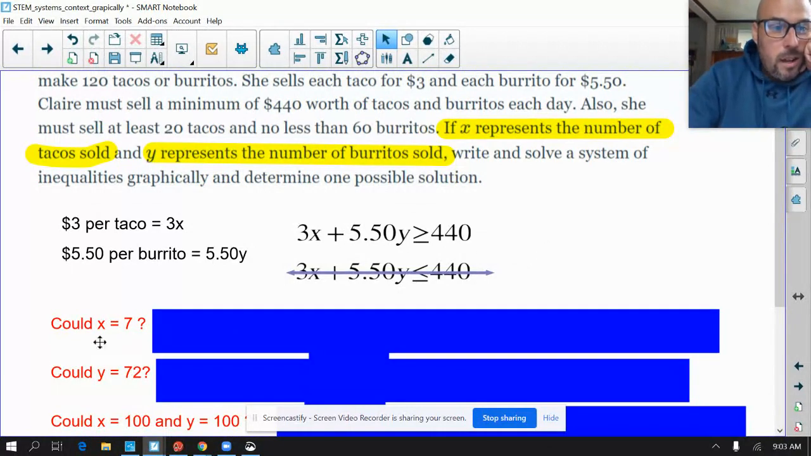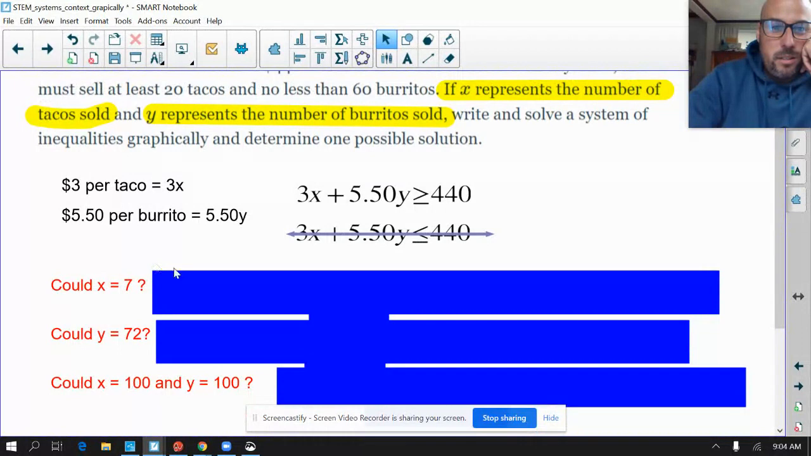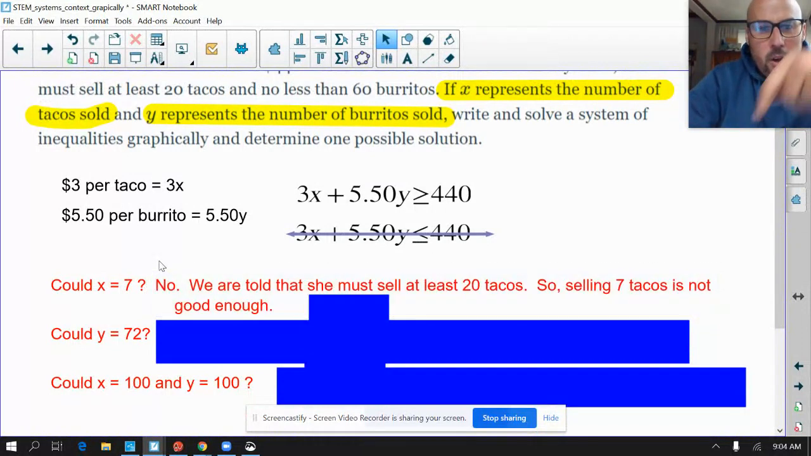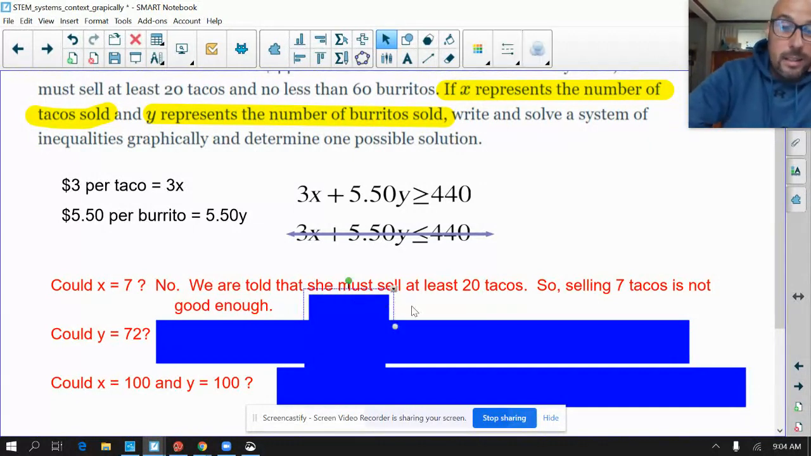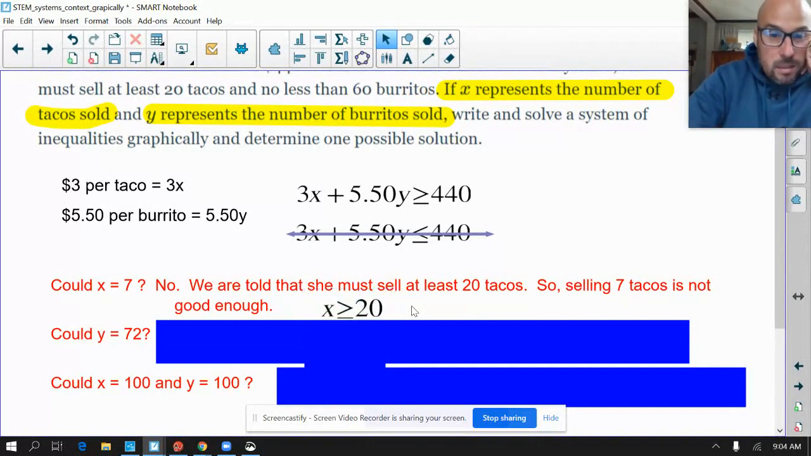Now, could x equal 7? Is it possible that x equals 7, knowing that x is the amount of tacos? Answer, please. The answer is no. She has to sell at least 20 tacos. So 7 tacos is not going to cut it. And since x represents the amount of tacos and she has to sell at least 20 of them, x must be greater than or equal to 20.